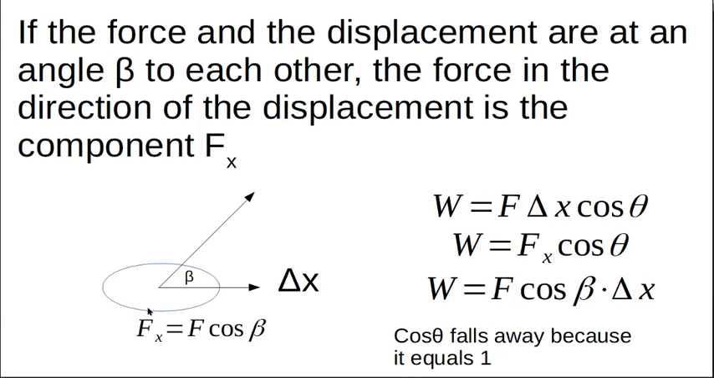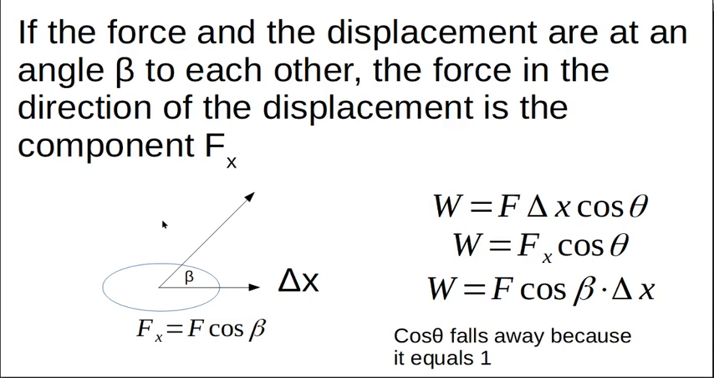Then, for instance, if you've got this object here, and you move it from over here to over here, but you do it with this force over here. Can you see this force? It has an upward component and a horizontal component, or a component in the direction of the displacement. We can call this angle beta, because we need to discuss how this is going to work into the formula. If the force and the displacement are at an angle beta to each other, the force in the direction of the displacement is just the component. So the upward force is wasted in this work situation.